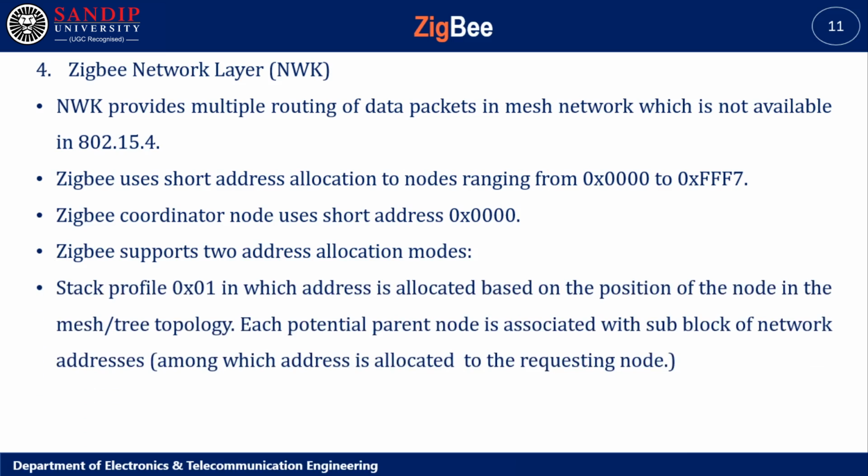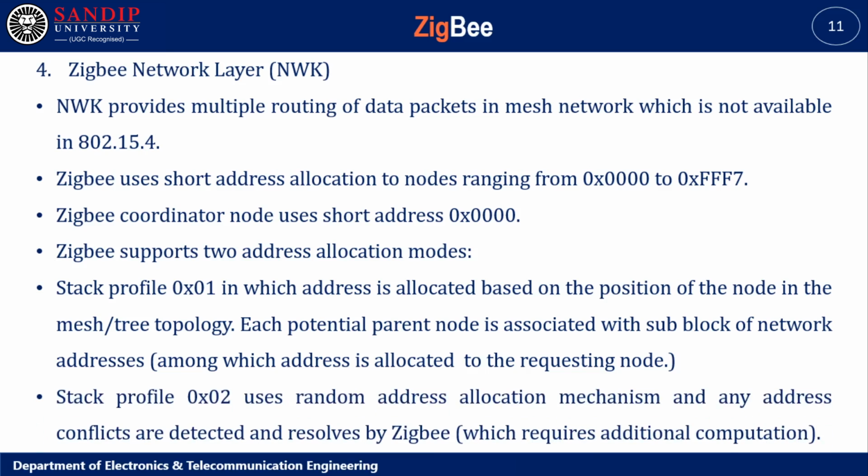Stack profile 0x01, in which address is allocated based on the position of the node in the mesh or tree topology. Each potential parent node is associated with subblock or network address, among which address is allocated to the requesting node. Stack profile 0x02 uses random address allocation mechanism, and any address conflicts are detected and resolved by the ZigBee, which requires additional computations.